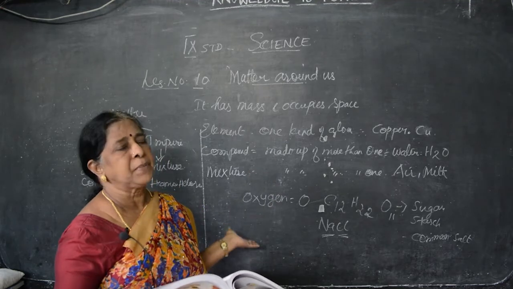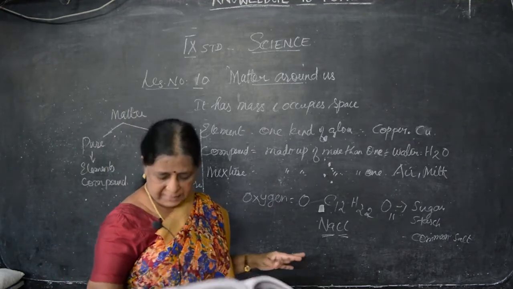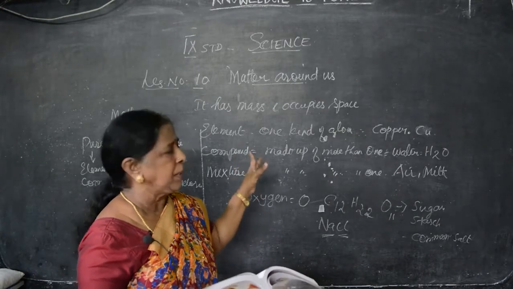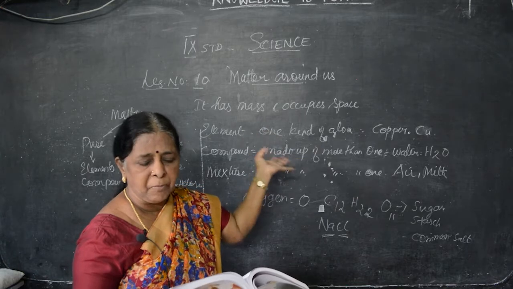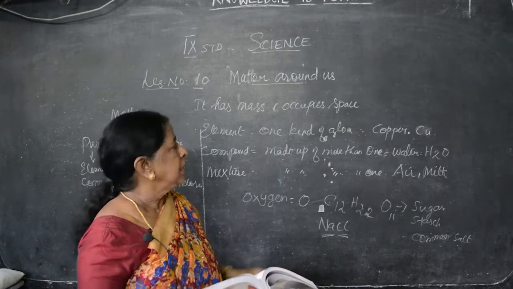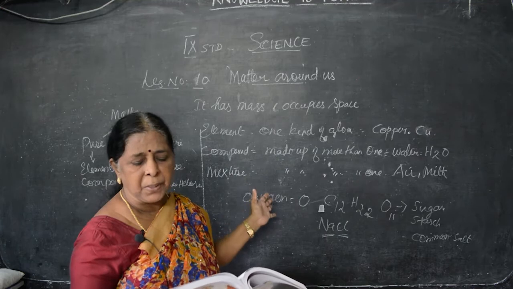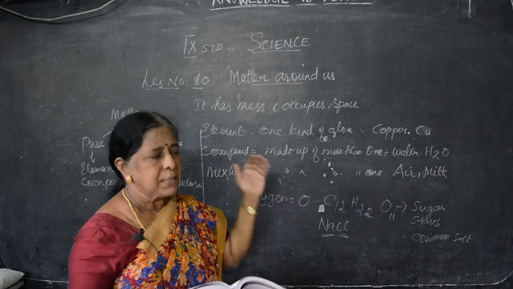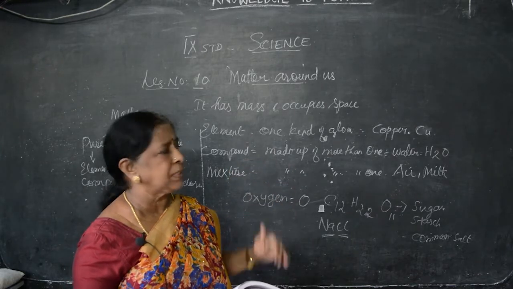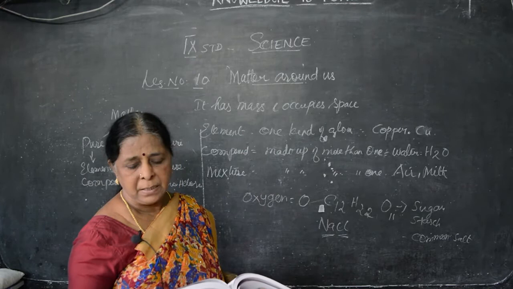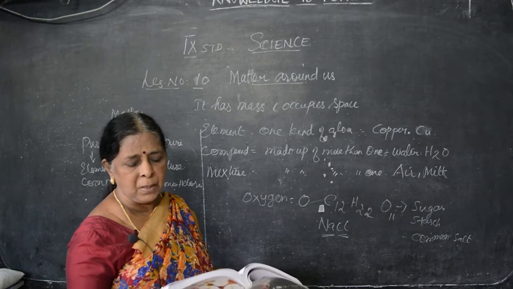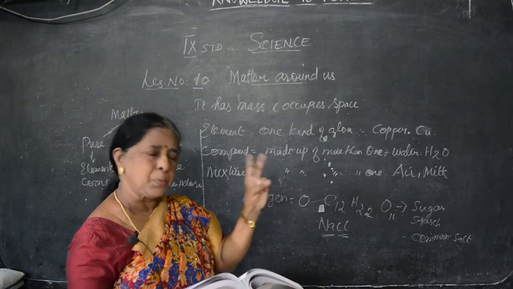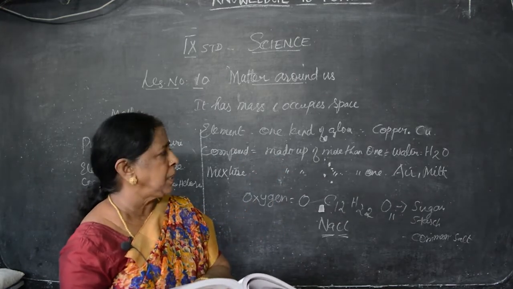Now we'll see the differences between element and compound, given on page number 113. Element is made up of only one kind of atom. Compound is made up of more than one kind of atom. Element is the smallest particle that retains all its properties, the same characteristics as in the beginning. In a compound, the smallest particle that retains all its properties is the molecule, not the atom, as it is more than one atom.